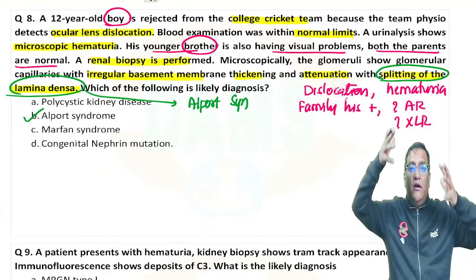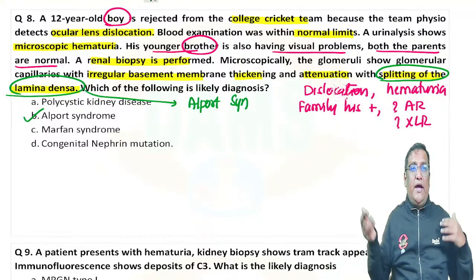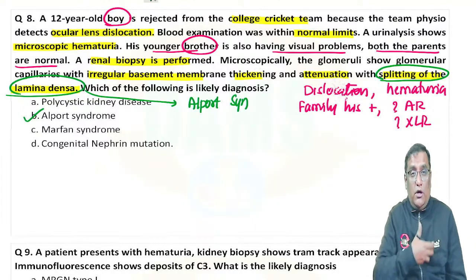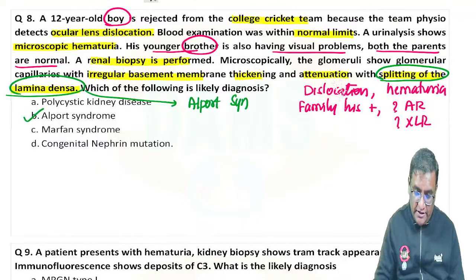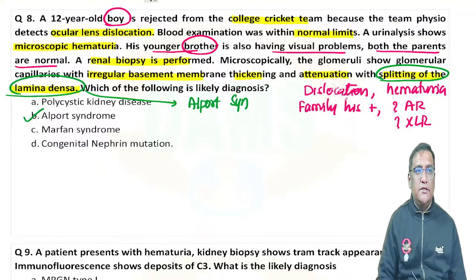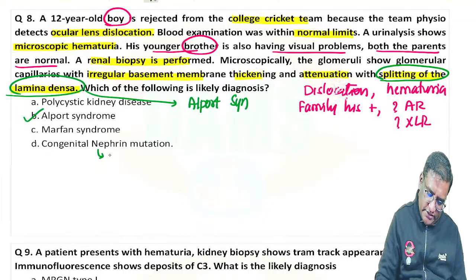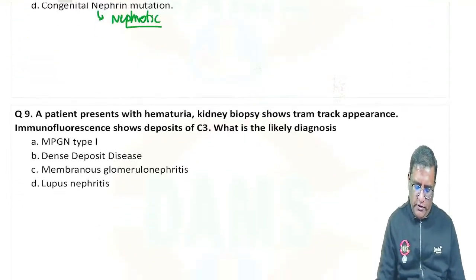Patient should be having increased arm span and tall stature, high arched palate, and also aortic regurgitation and aortic root dilatation; that will be seen in Marfan, right? And congenital nephrin mutation is congenital nephrotic syndrome, isn't it? They are congenital nephrotic. This is not a nephrotic syndrome, right? Next, question number 9.